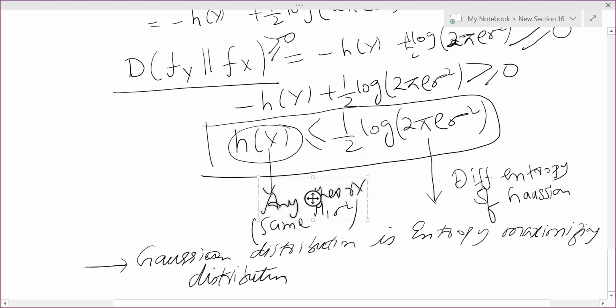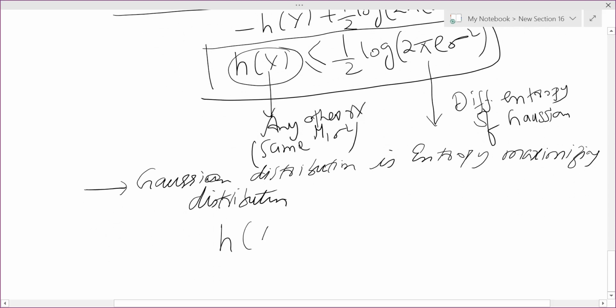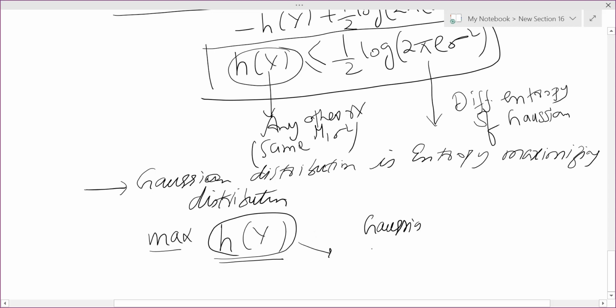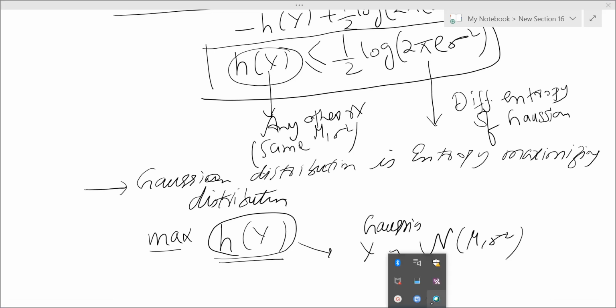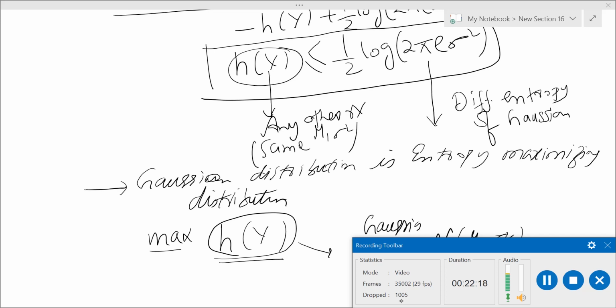What does that mean? Suppose I have h of y for any random variable, and I want to maximize it. What y will maximize this entropy? The random variable which will maximize this entropy will be the one which has a Gaussian distribution. So if you want to maximize this entropy, you need to take y as Gaussian distributed, and that will have the maximum entropy. So this much for this part of the lecture, and now we will use this concept to define the channel capacity of the Gaussian channel in the next lecture.